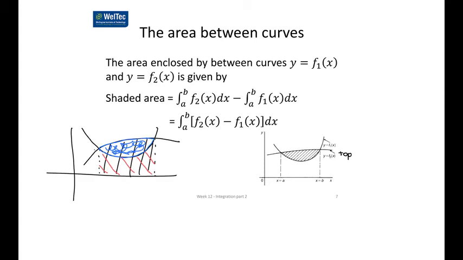So our process then is to find the area under the top curve, and we just find the integral of that between the two limits, and subtract from that the integral under the bottom curve, the area under the bottom curve between the two limits.